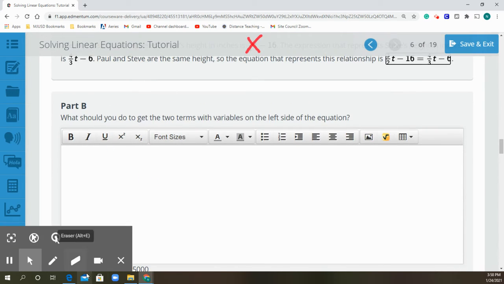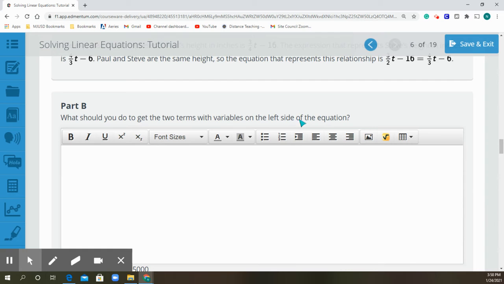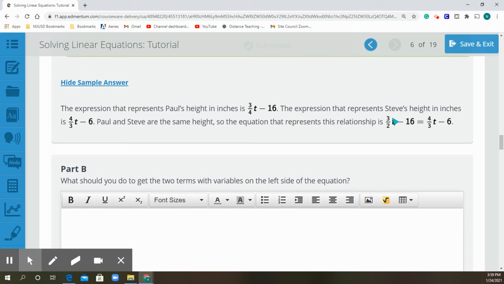So then the next question becomes, what should you do to get the two terms with variables on the left side of the equation? Variables on the left side of the equation. So that's the goal. So whenever you are trying to solve an equation, you first want to get the variables, these letters, on the left-hand side of the equation and the numbers on the right side of the equation. That's the goal. And you do that by following a couple of steps.